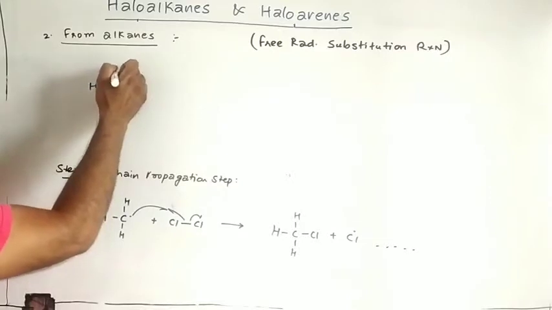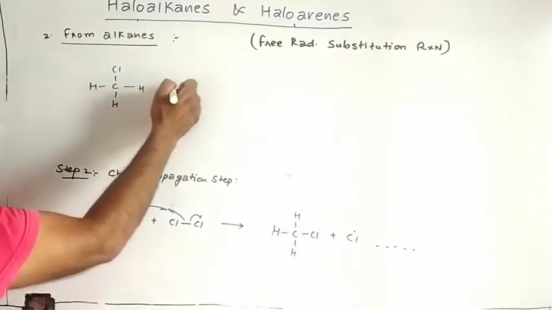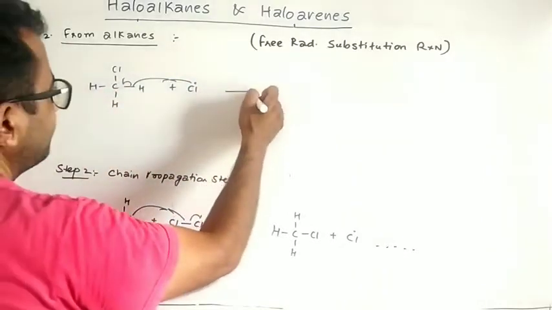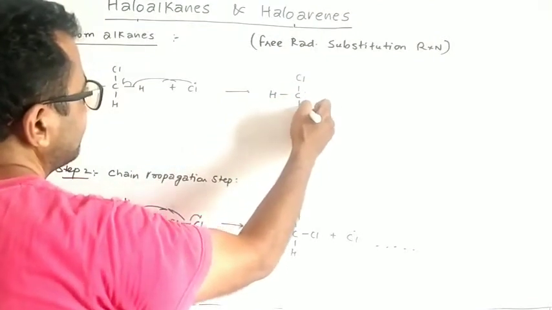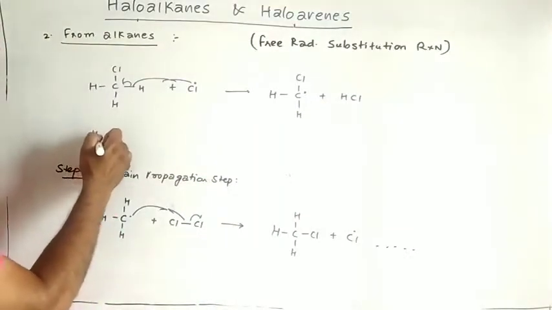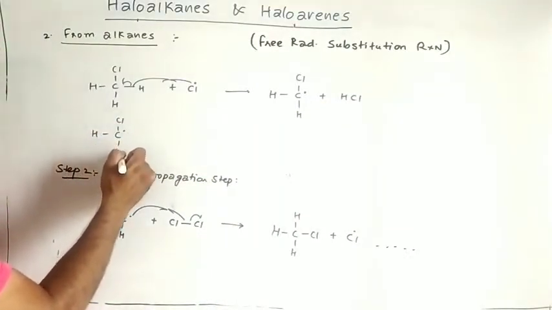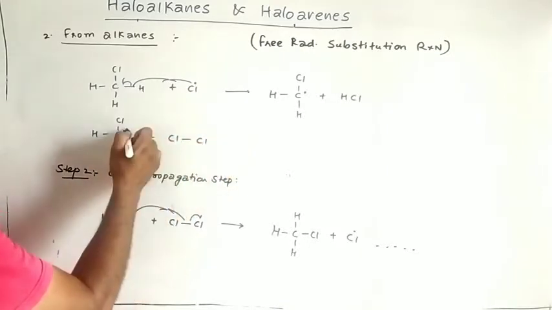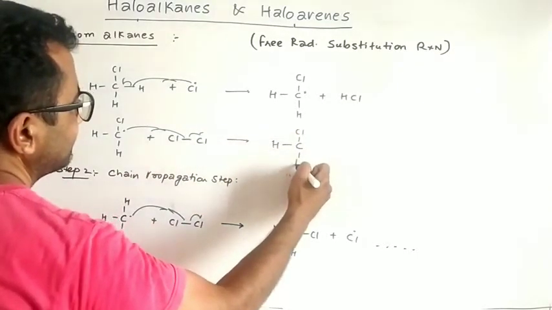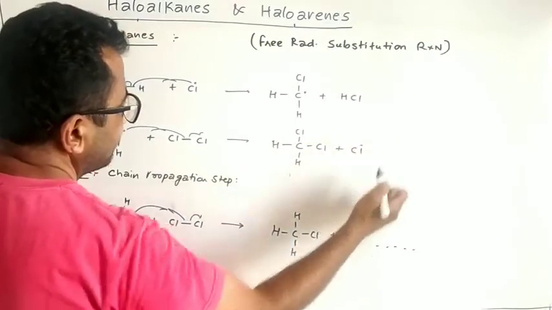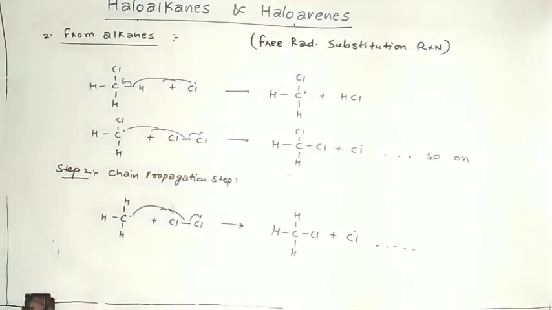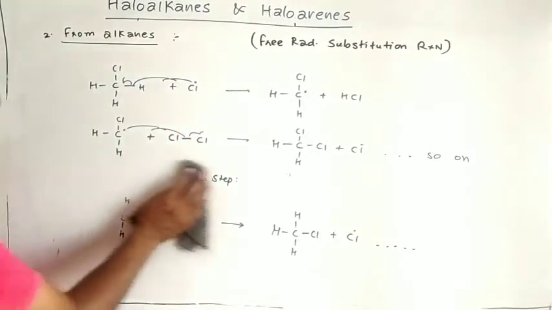So I am writing it like this, and this chlorine free radical again produces a new free radical, and this new free radical again combines with chlorine to produce dichloromethane, and so on. One by one, all the hydrogens get replaced by halogen.